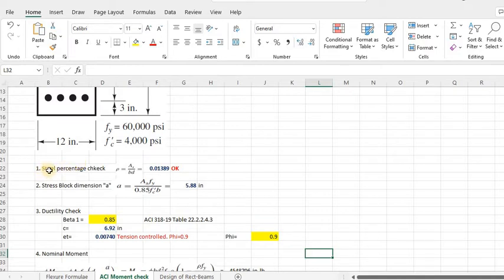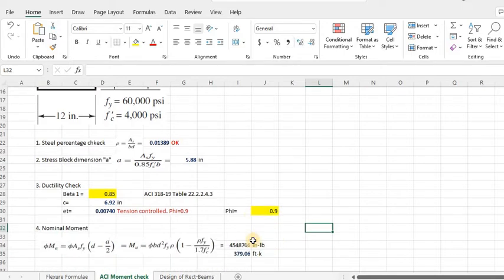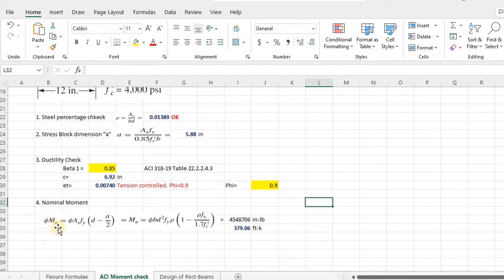For this first step, you want to make sure the percentage of the steel reinforcement is good, and after that you calculate A. We'll talk about that in a few minutes. Then check the ductility of the beam to find your value for phi. Once you have that phi, you can calculate phi Mn, which is phi times the nominal moment, As times fy times (d minus a over 2). If that is more than or equal to the ultimate moment you're trying to check, then your beam is good.